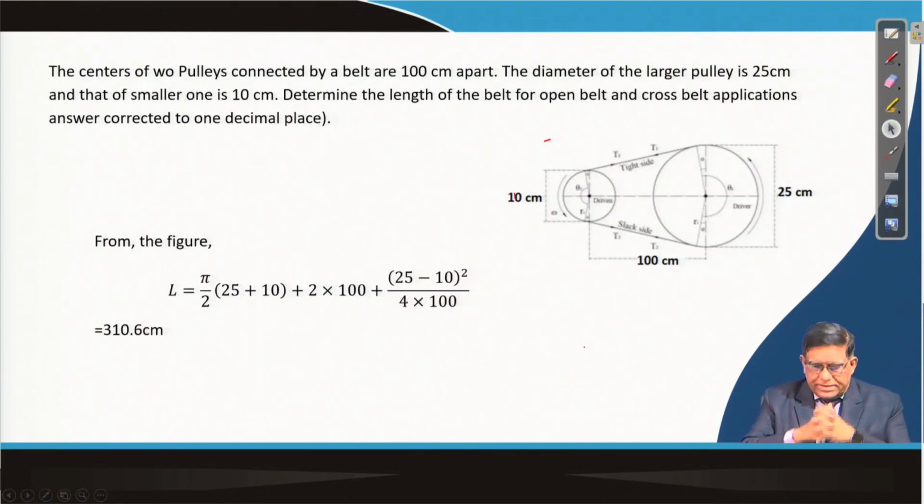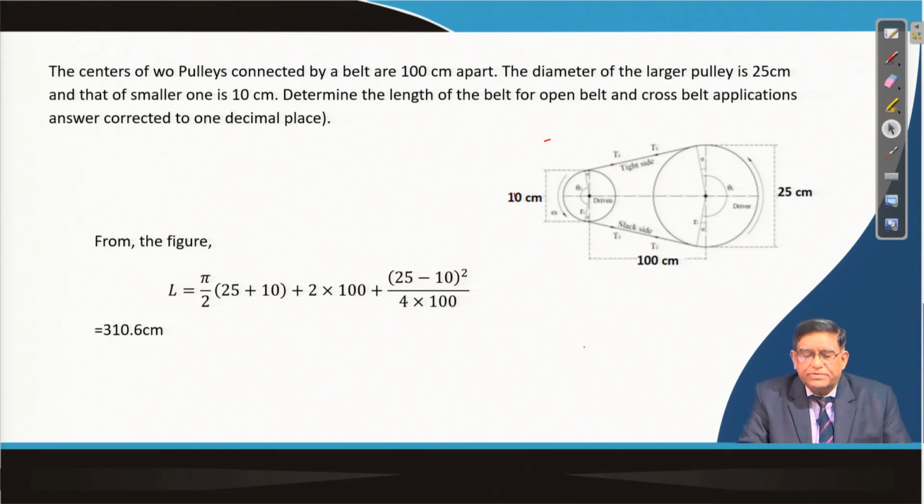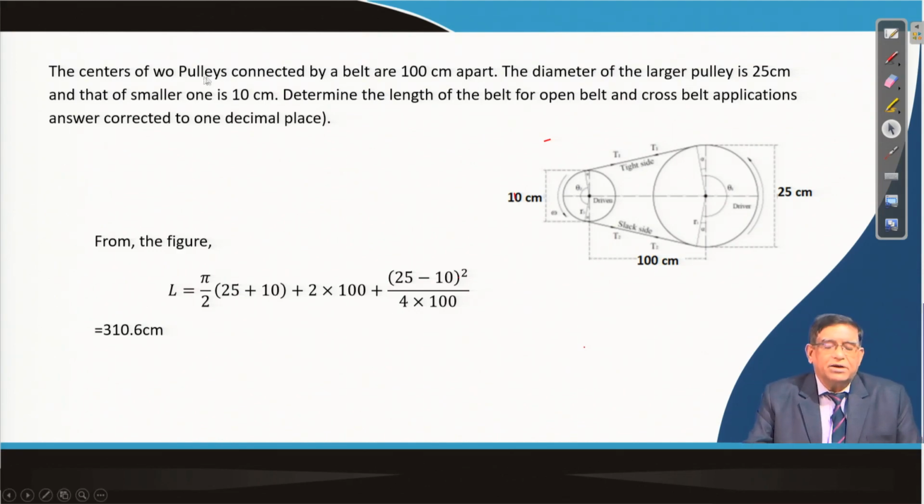So, now let us try to solve this numerical problem. It says the centers of 2 pulleys connected by a belt are 100 centimeter apart. So, these are 2 pulleys connected by this belt and their distance is 100 centimeter apart. The diameter of the larger pulley is 25 centimeter and the diameter of the smaller is 10 centimeter. Now, what will be the length of this belt?